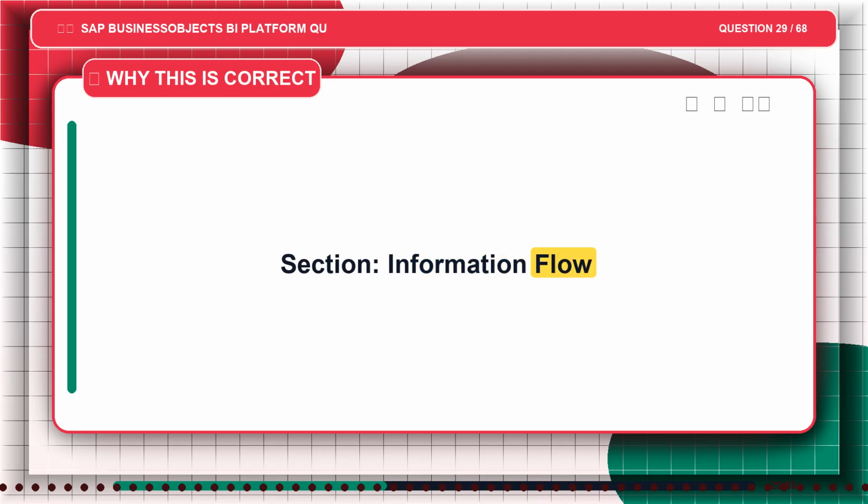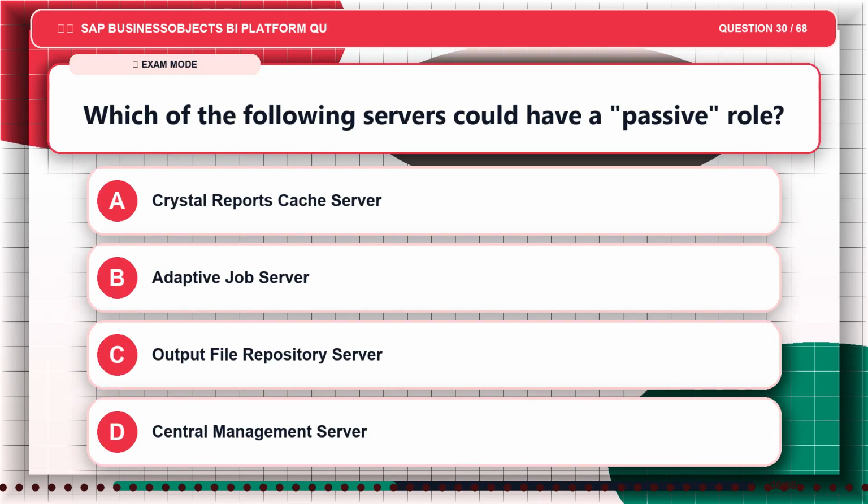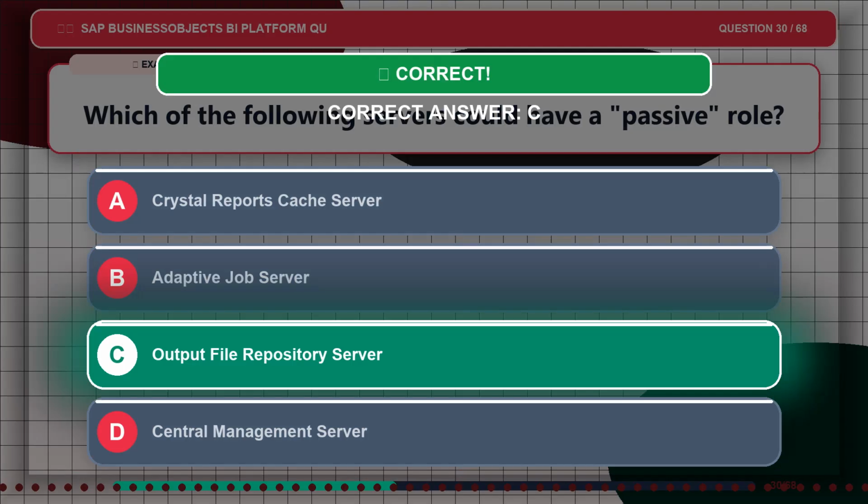Section, information flow. Question 30. Which of the following servers could have a passive role? Option A, Crystal Reports Cache Server. Option B, Adaptive Job Server. Option C, Output File Repository Server. Option D, Central Management Server. The correct answer is option C, Output File Repository Server.